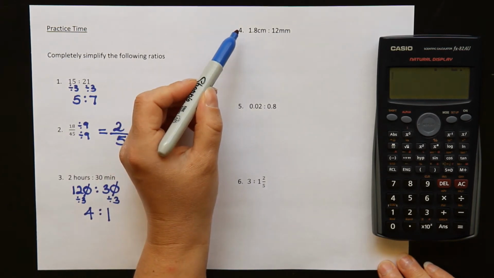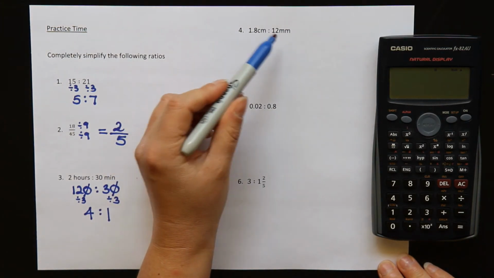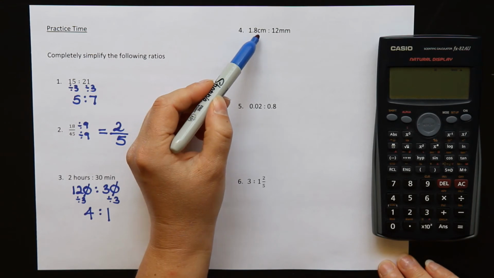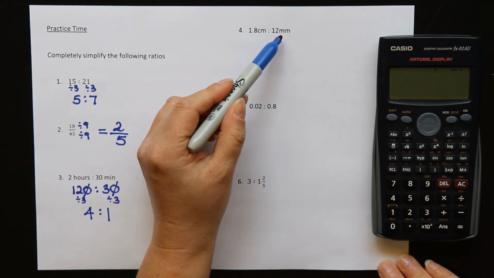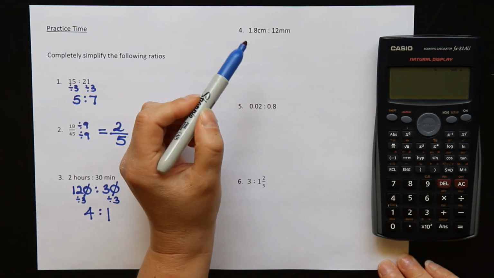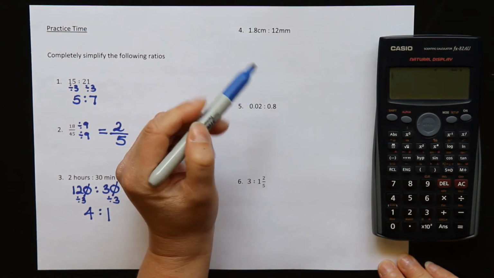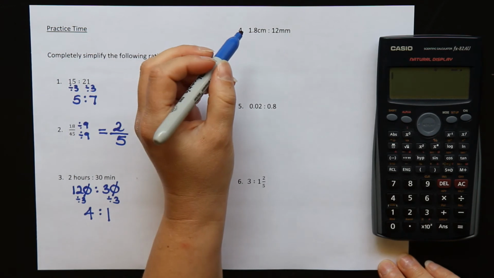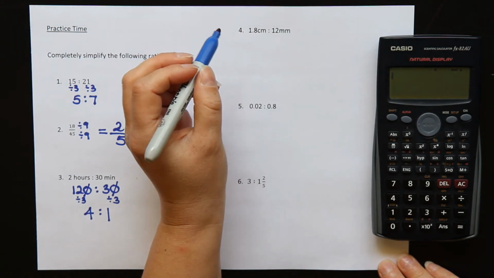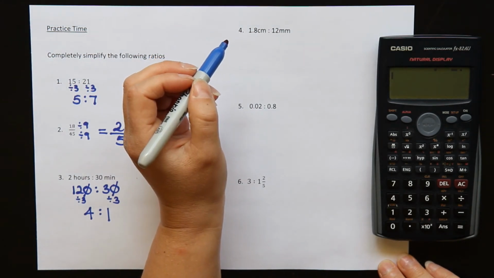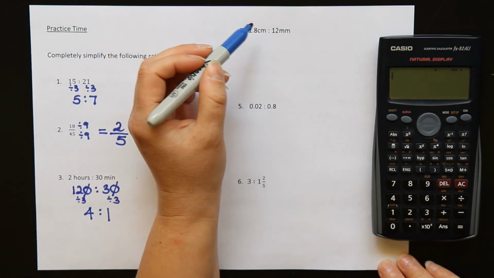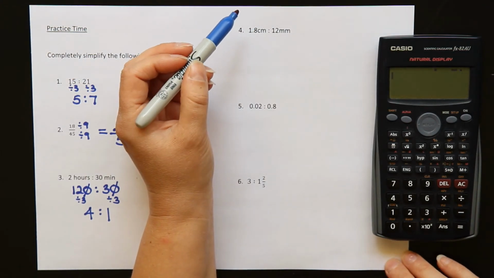Question 4, we have different units here again. 1.8 centimeters and millimeters here, 12 millimeters. So let's change our centimeters to millimeters. There is 10 centimeters to a millimeter. So I said that wrong. There is 10 millimeters to 1 centimeter. Sometimes my tongue gets carried away, I think.